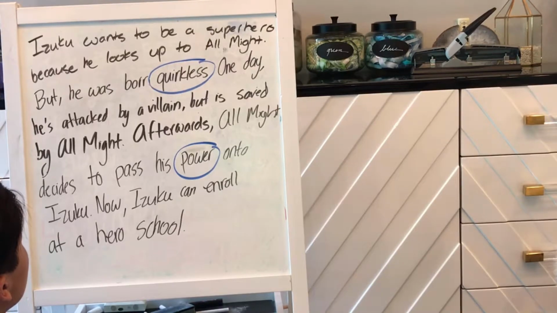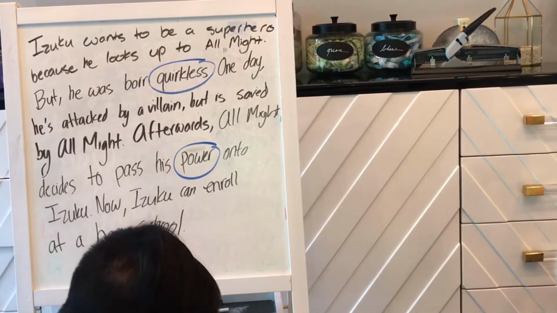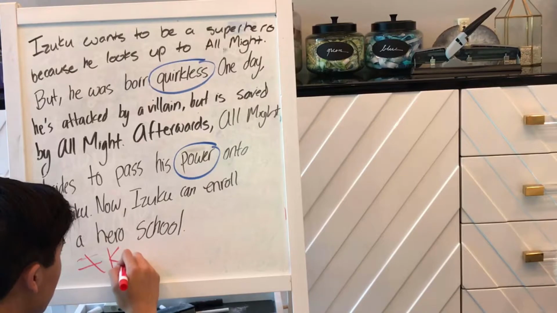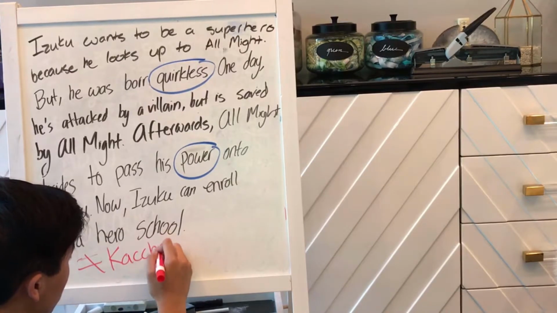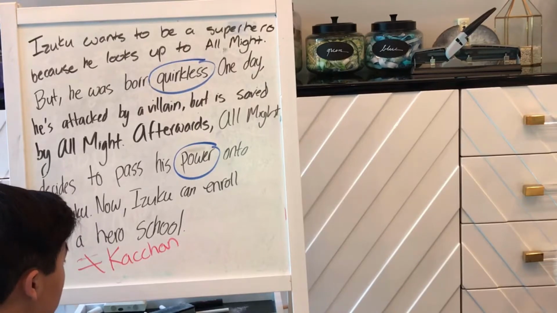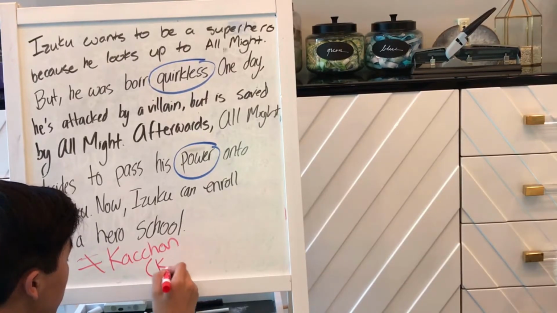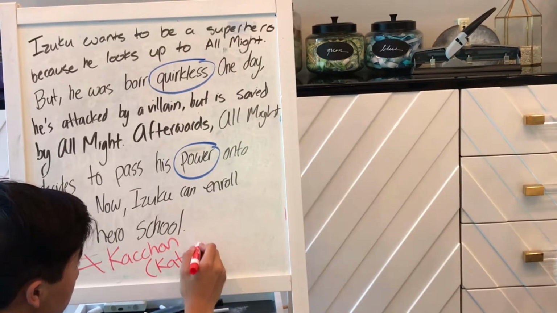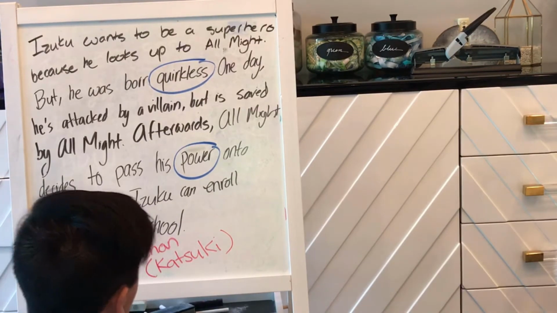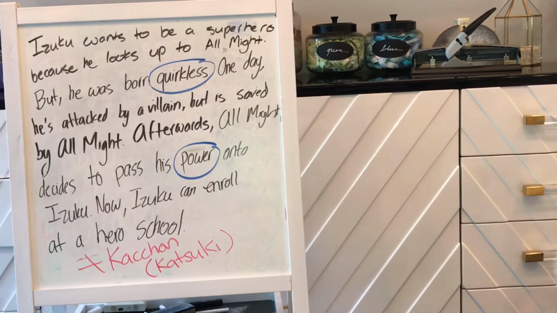Here, the important detail that I included was that he was born quirkless, because I expanded upon it later on by saying that All Might passed his power onto him. Now note that the story is very complex, so I left out details even though they are technically important to the story. I left out the story about Katsuki, his childhood friend, because for the purpose of my summary, I didn't expand upon it, so therefore I didn't need to mention it.